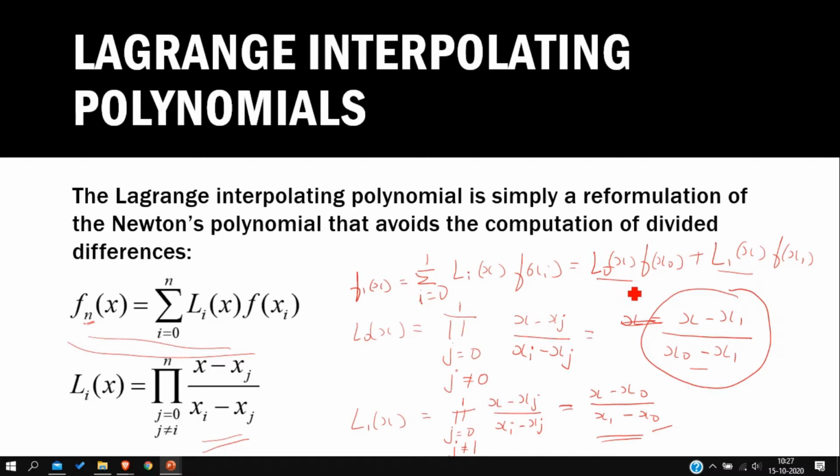So this is L0 of x, and there is L1 of x. There is only one variable, x. x is the only unknown here. x1 we know, x0 we know, f of x1 we know, f of x0 we know. So the only unknown is x. So it is a function of x. F1 of x is a function of x only. When it comes to f2 of x, that is n becomes 2, or a quadratic polynomial, there will be a term of x squared. When it becomes 3, there will be a term of x cubed.